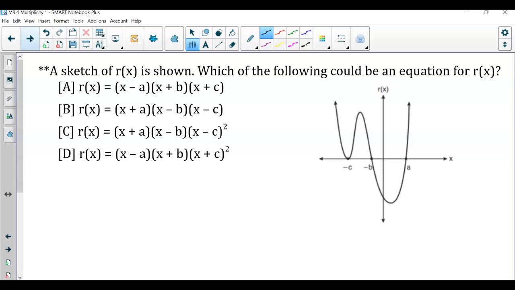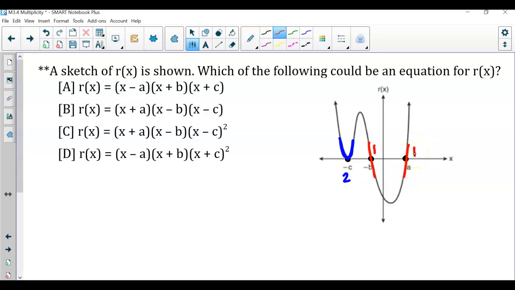And here we go. So noticing here, we're trying to figure out the equation. So here we have zeros at -c, -b, and +a. But then looking at the multiplicity, I notice at -c, it bounces, right? It didn't cross through. So -c has a multiplicity of 2. Then here at -b, it slices, cuts through, multiplicity of 1. At a, it cuts through, multiplicity of 1.